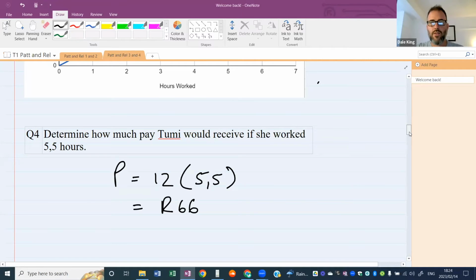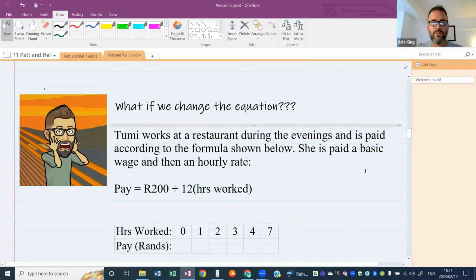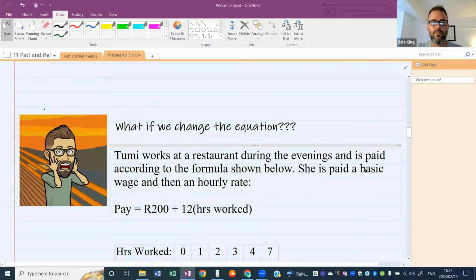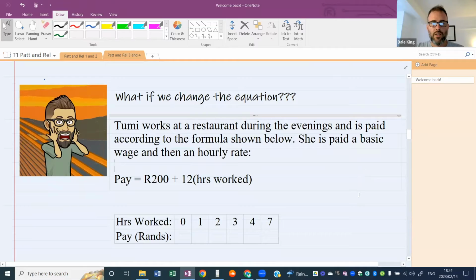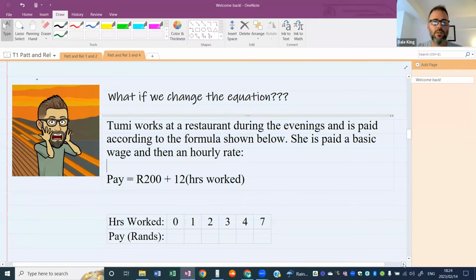Okay, let's have a look at what else I have for you. Uh-oh. Oh, no, Dale, what if we change the equation? So, same scenario, but now we're going to change the equation.